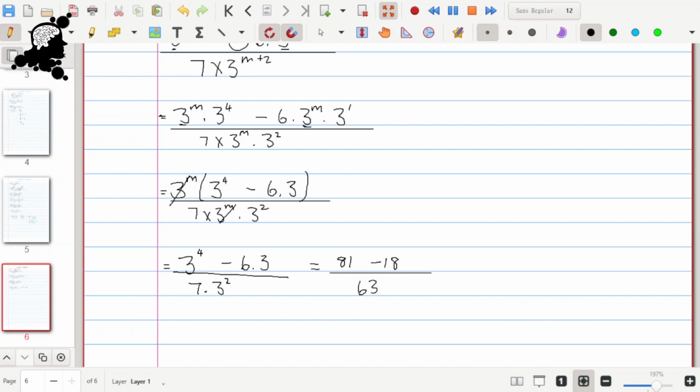So now when you have your expression like this, it would be easy for you to see that 81 minus 18 is going to give you 63. So this is going to be 63 divided by 63, which is going to give us 1. And that's our final answer.